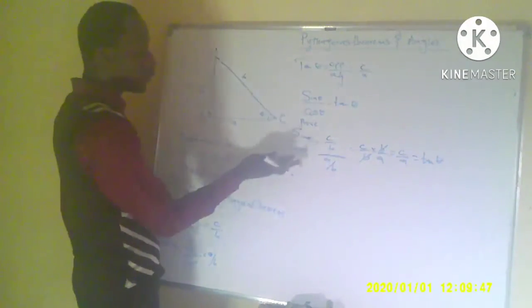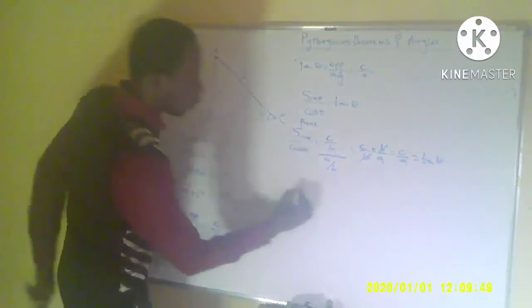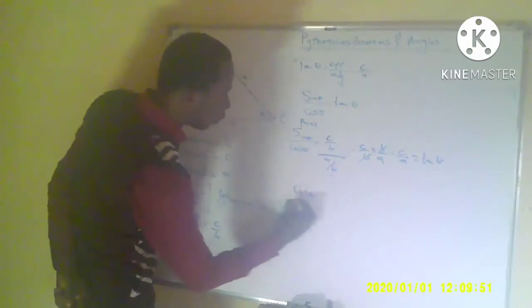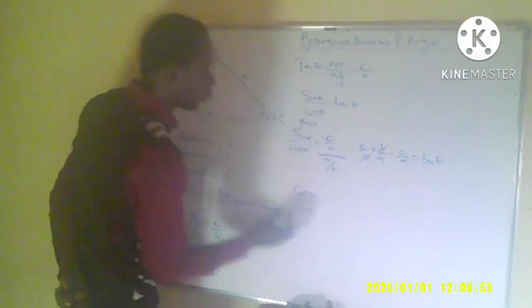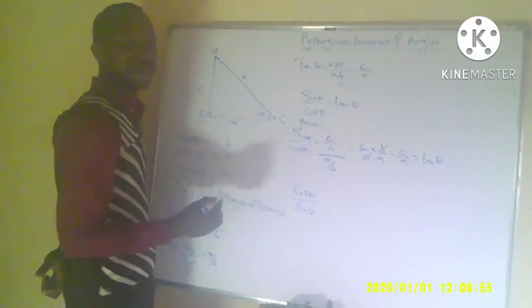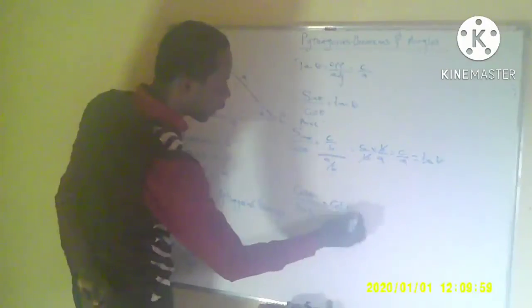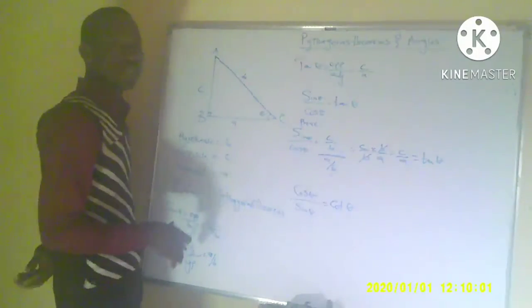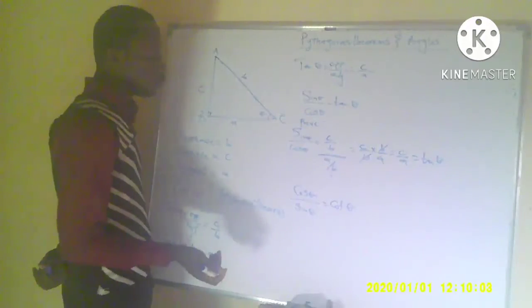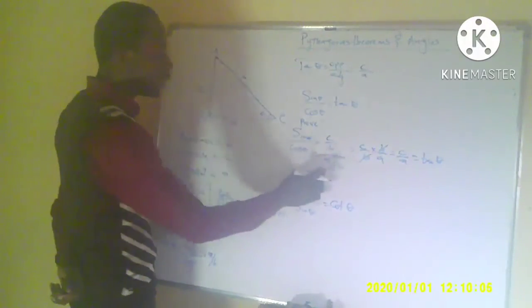Now, what if the inverse is the case now? Cos theta over sin theta. So what will cos theta over sin theta give to us? Cos theta over sin theta will give us cot theta, which is the inverse of tan theta. Now, what is cos theta? Cos theta is A over B.